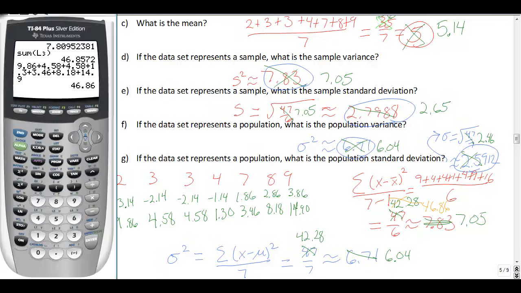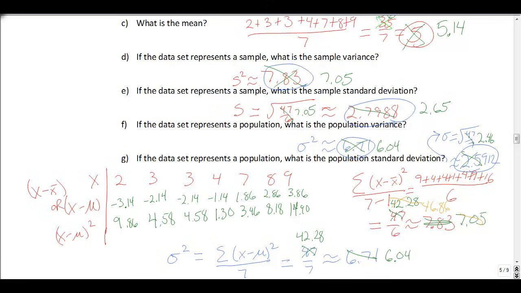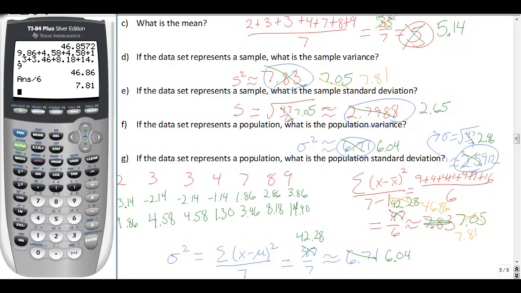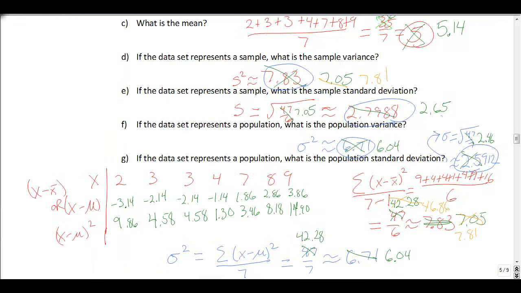Now, a couple points here. I don't really want to go through this calculation again here. Well, no, let's just do it. So 46.86, I'm going to divide by 6. That's going to give me 7.81 here. So that's the 7.81. And then I can take a square root of that. I get the second answer. Square root, I get like 2.79 here.